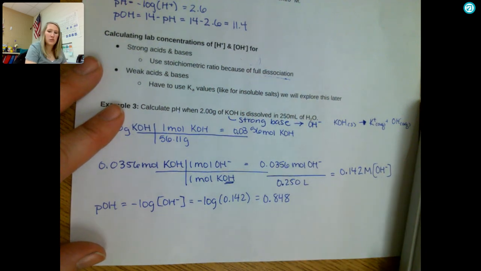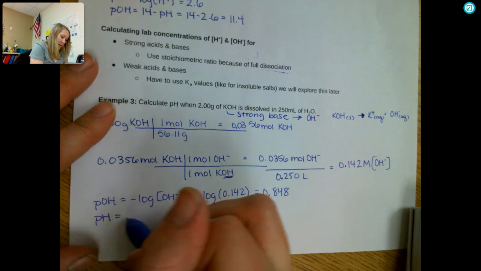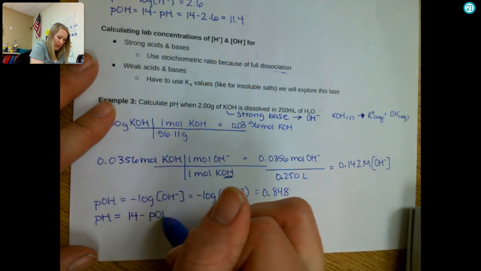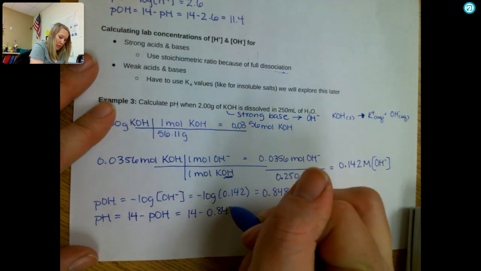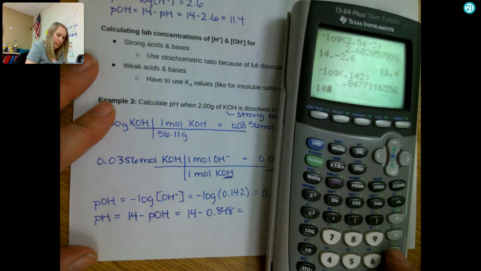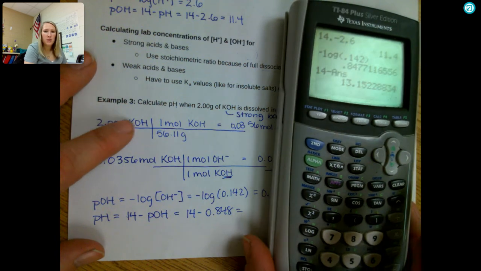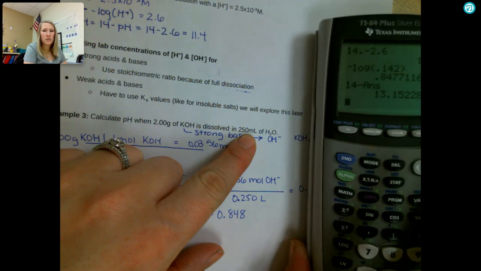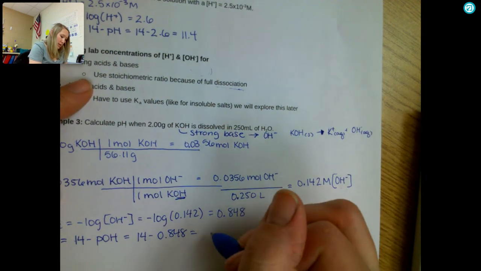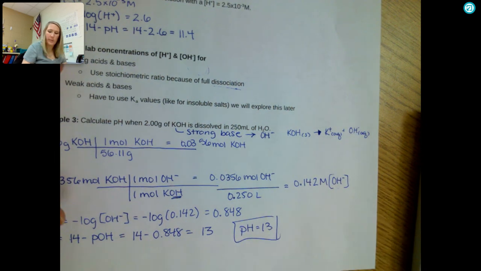And that is a pOH, so no units on that. And then my pH, which is what I've been asked to find, again is 14 minus my pOH. So 14 minus 0.848, and I get 13.15. Looking at sig figs here, I've got 3 sig figs and 2 sig figs, so this is going to round to just 13. So my pH equals 13. And we'll practice more of that in class tomorrow.